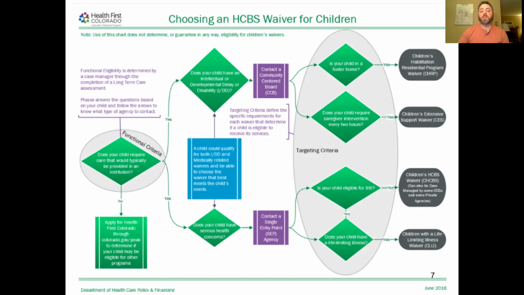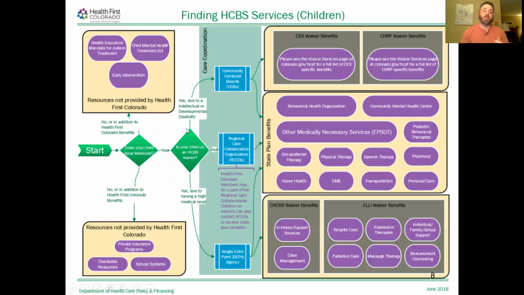waiver. So this is one flow chart, and then there's another flow chart about once you're in a waiver, trying to figure out what you can get from that waiver. So these are the services broken down pretty simply, starting with: does your child have Medicaid? Yep. If you do, you move on. If no, they can still access the Children's HCBS waiver even without Medicaid, so that might be something to look at. But we'll go over to the purple boxes on the right-hand side of the screen.